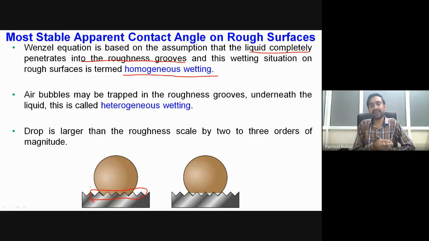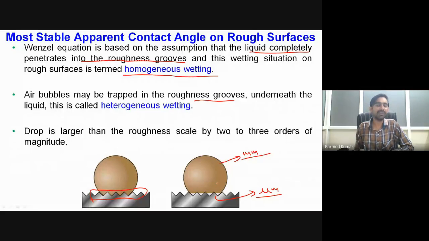However, in actual practice, the length scale of the droplet will be of the order of millimeters, and the length scale of the roughness will be in micrometers. Because of that, our entire liquid will not be able to penetrate into these roughness contours. So what will happen over here? We will have some amount of air which will remain in between these roughness grooves, and our droplet will be resting over that air surface.